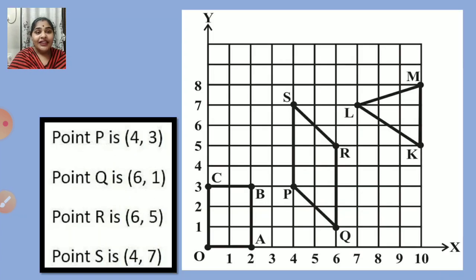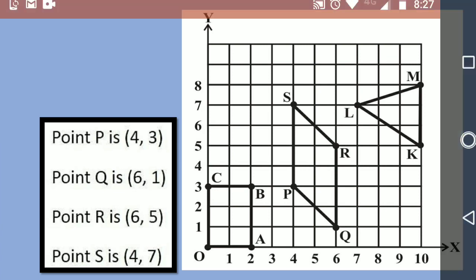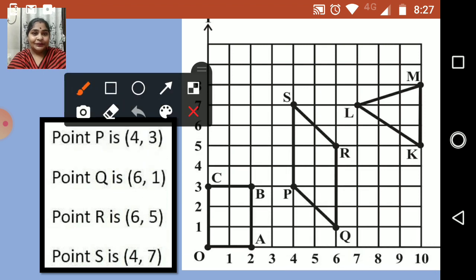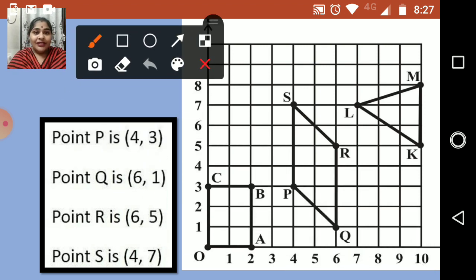Let us proceed with the next figure, that is this one. Okay, so here it is. Give me 1 minute. Yeah. So let us begin with the point P, children. So here is your point P. So if you go on the x, it is 4, y it is 3. So 4, 3 will be the coordinates for point P.